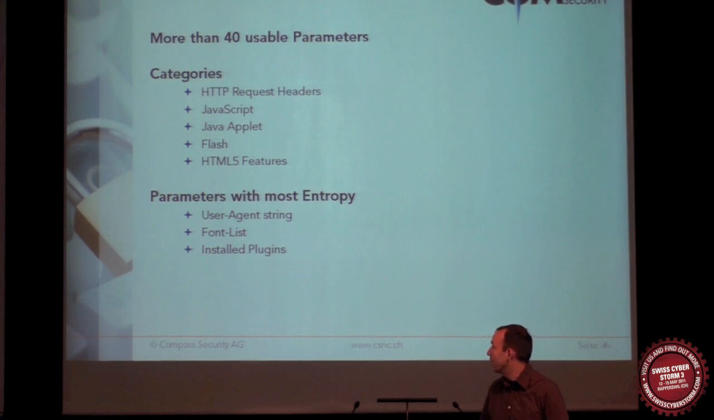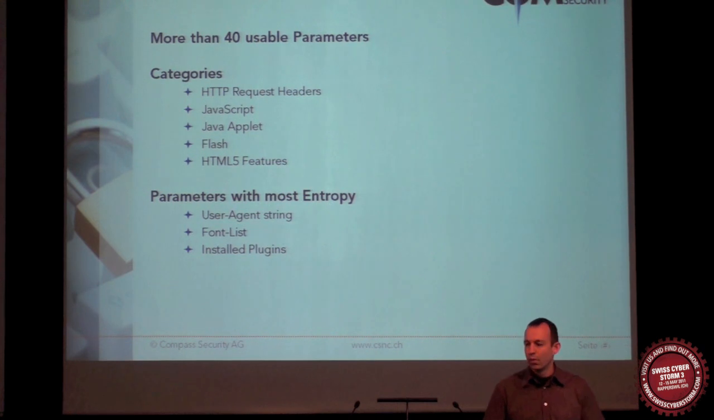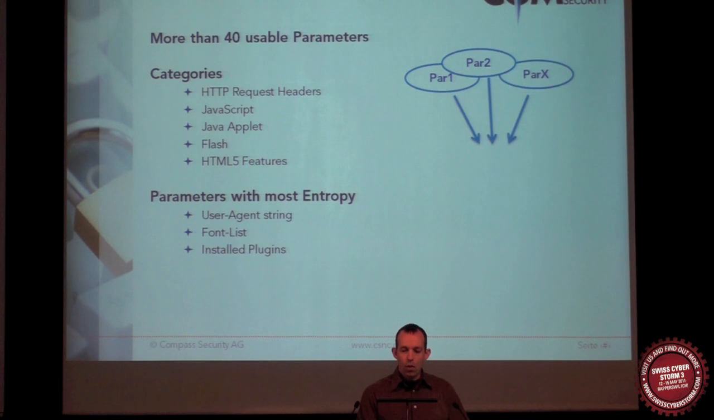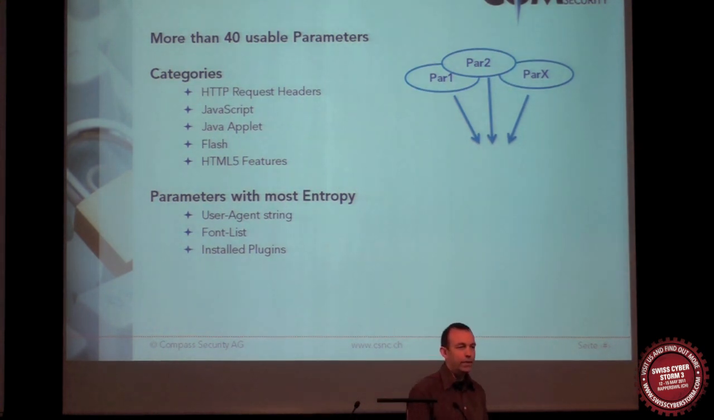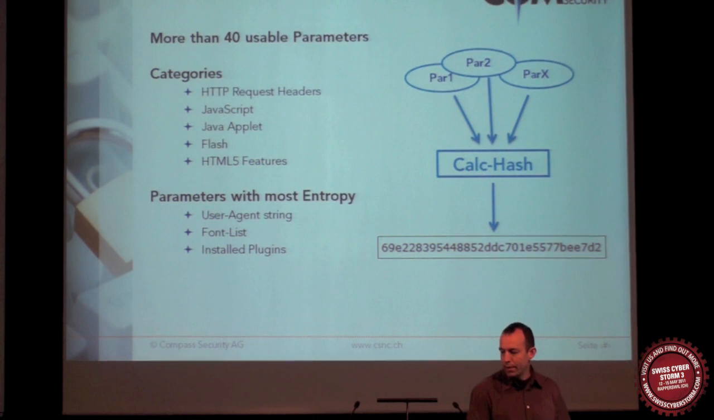There are parameters that are very useful for the fingerprinting and others that do not differ from browser to browser. What we have seen with Panopticlick is that, for example, the user agent string, the font list, and the list of installed plugins, which you can access with JavaScript, give you very much entropy. This means it's very different from one browser installation to another. So what you do is take all these parameters, let's say 40, 50, 60, and calculate a hash, for example a SHA1 hash, and this is like the fingerprint of your browser.